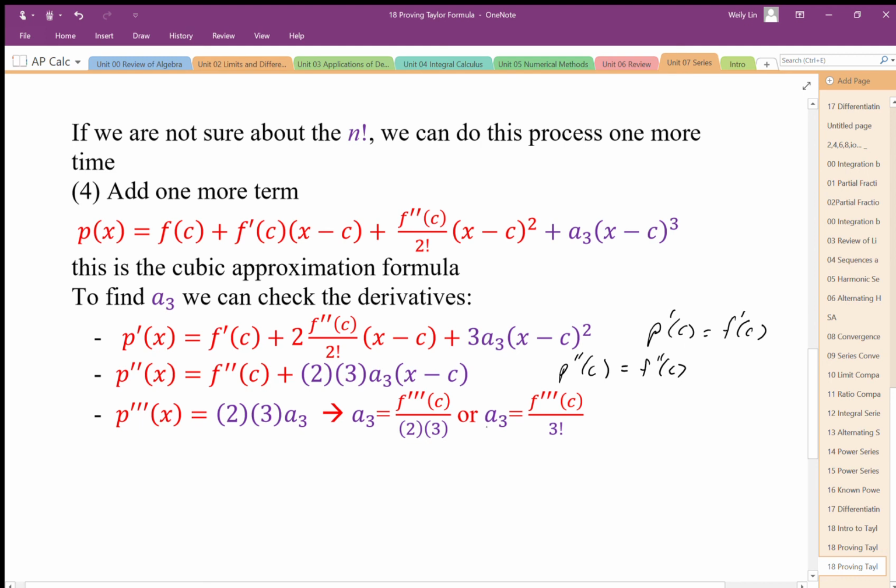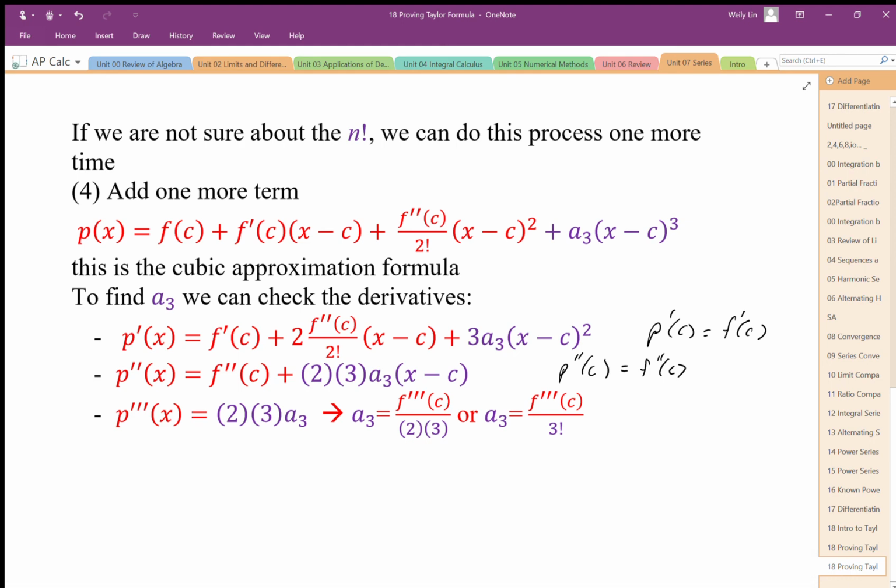And then I can differentiate one more time. If I differentiate one more time, that becomes my coefficient. This is the slope of my linear term, so that's my derivative. If I want to solve for a3, I can say that this is equivalent to f triple prime at c. The p triple prime of x is going to give us the same as f triple prime at c, and I can solve for a3. It's going to be f triple prime at the center c divided by 2 times 3, or 3 factorial.